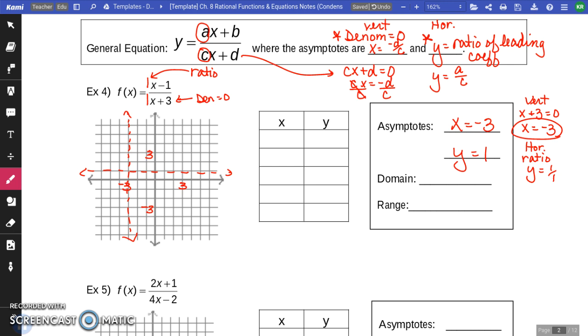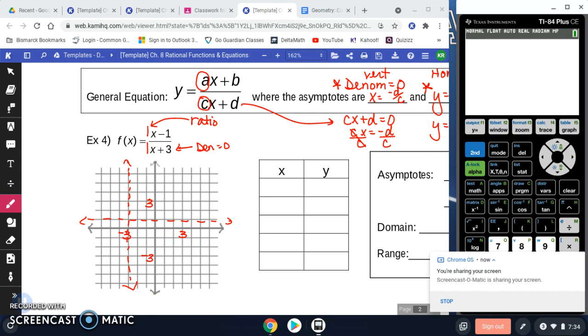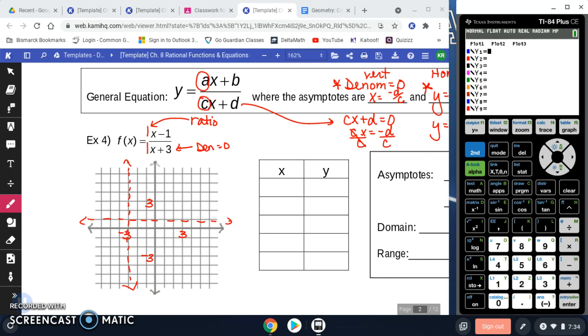Okay, now we're going to plot points. Again, I said you could use your graphing calculator. So I'm going to go to my y equals. Remember that if you do the alpha x, that will format a fraction for you. So I can do x minus 1, and then in the denominator, x plus 3. Okay, I'm going to go to graph.